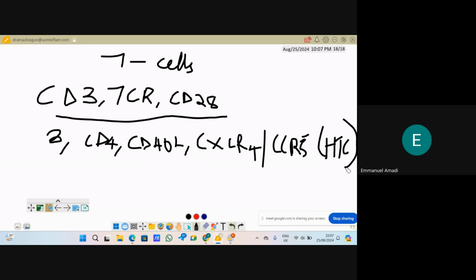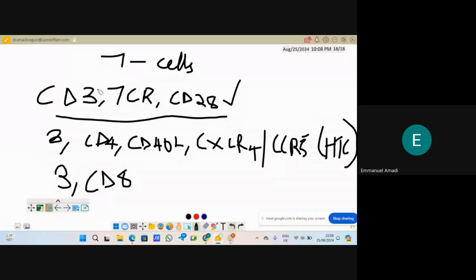Of course, the helper T cell will have the CD40 ligand because it will be responsible for class switching of your B cells. Now, it will have your CXCR4 and your CCR5. Those are receptors specific for HIV. If somebody has HIV infection, you're checking for CD4 counts because that is the cell HIV affects, and it affects it via these receptors. Now, if you're dealing with a cytotoxic T cell, it is going to have the three receptors above that confirm it is a T cell first. Now, what confirms it is a cytotoxic T cell is the CD8.